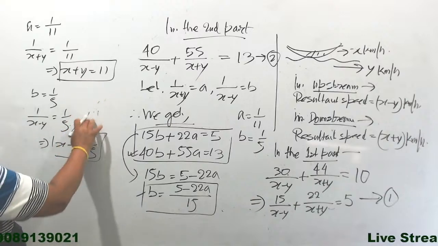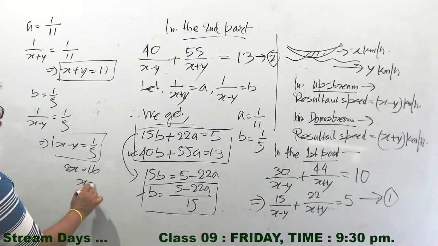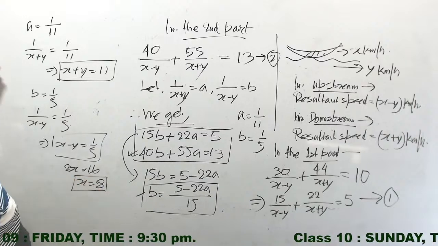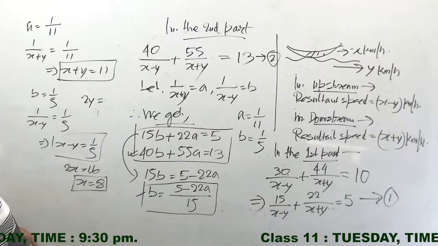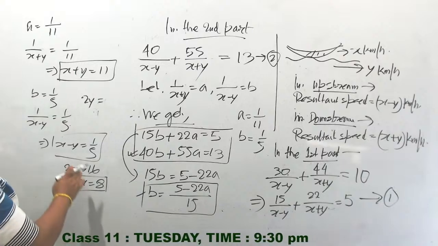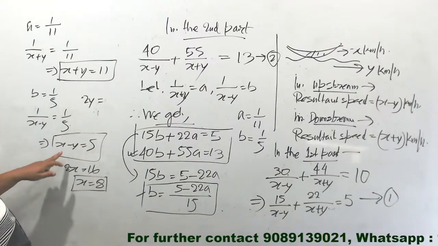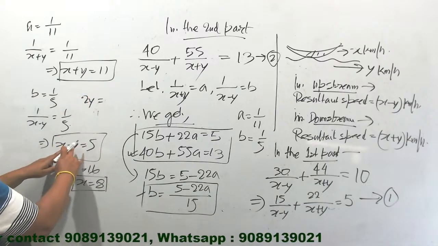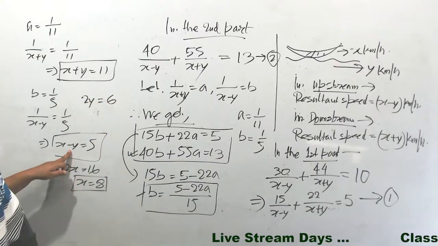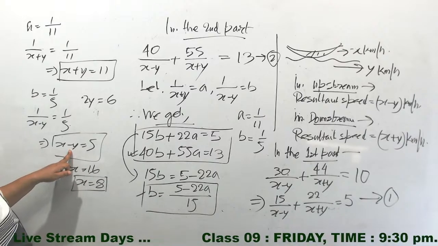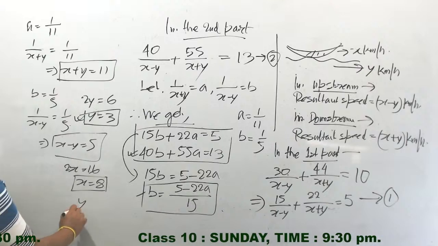Now add these two. That is 2x equal to 16. That means x equal to 8. Subtract these two again. There is 2y, x will be cancelled. 11 minus 5, that is 6, right? y is equal to 3. So you got these two: x equal to 8 and y equal to 3.